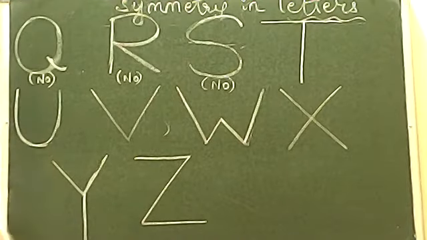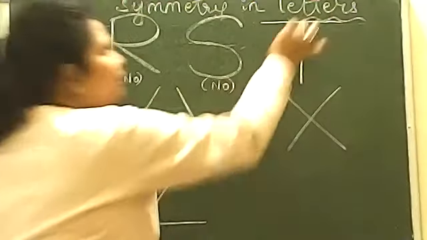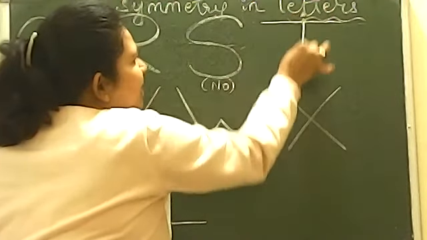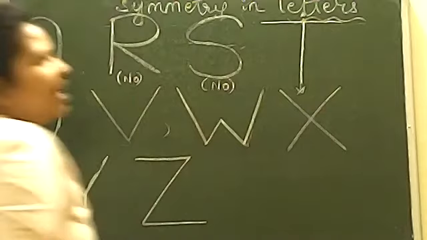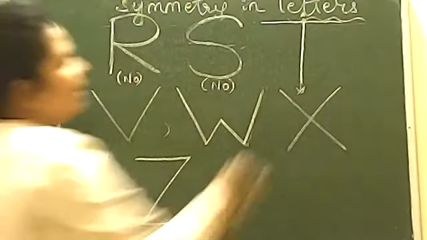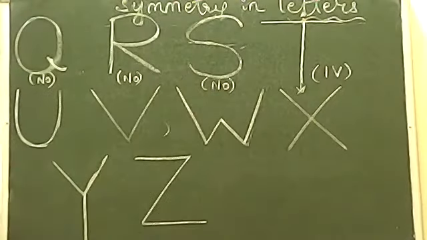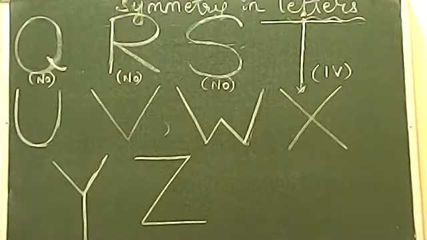Move on to the next one, T. Now I am taking this. T is having one line of symmetry, that is one vertical. Okay? Okay, Avantika, just wait for a minute. Okay, T is having one vertical. Now move on to the U.